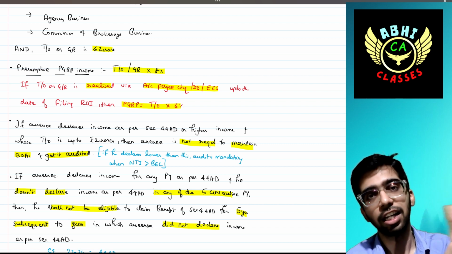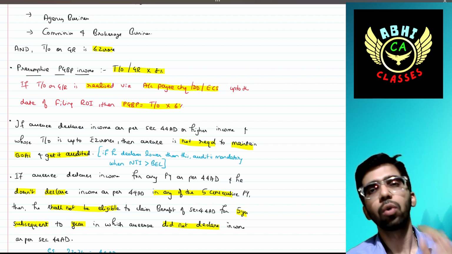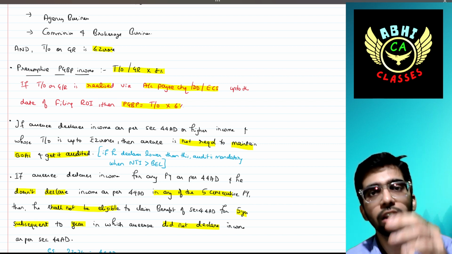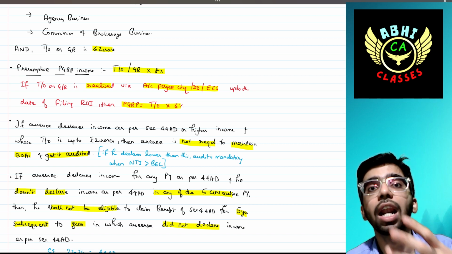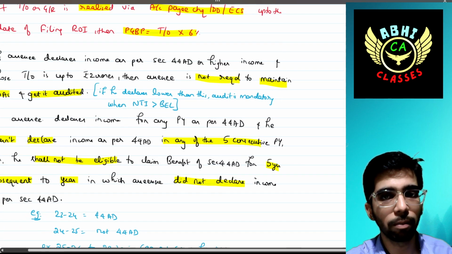In the upper case, 2 crore into 8% means 16 lakh, and in the lower case, 2 crore into 6% means 12 lakh. There is a benefit of 4 lakh. So this is the benefit available for an SSE.